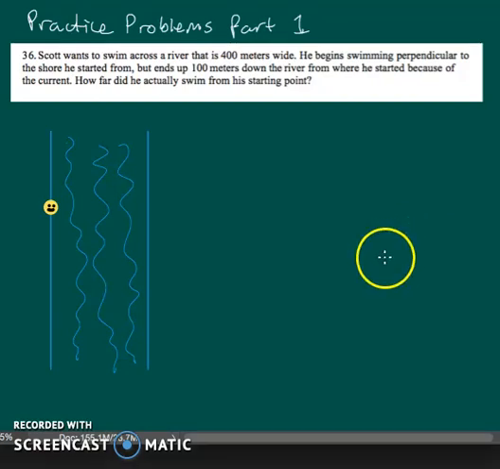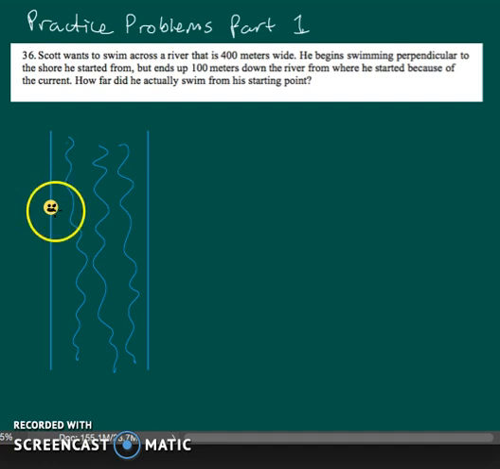Hello, math friends. So, here we've got a problem. Scott wants to swim across this river, which is 400 meters wide. So, from one side of the river to the other side of the river is 400 meters. He begins swimming perpendicular to the shore that he started from.